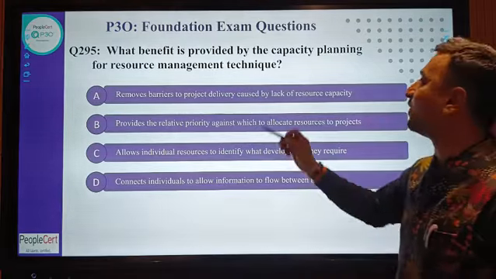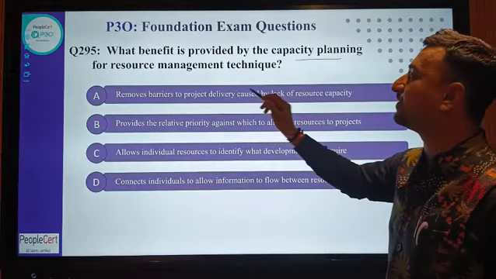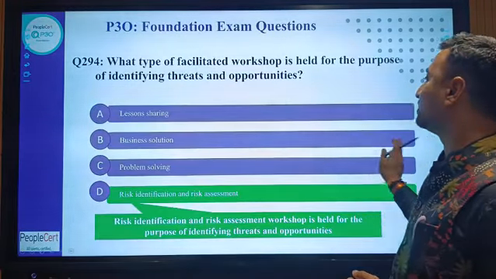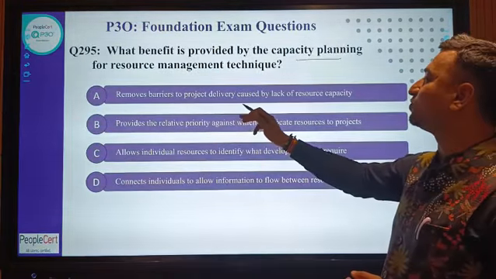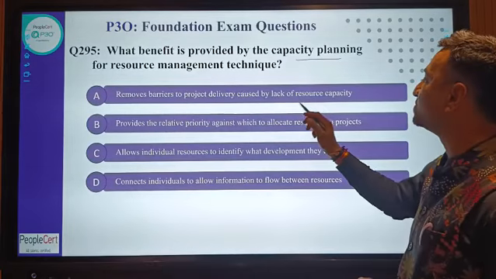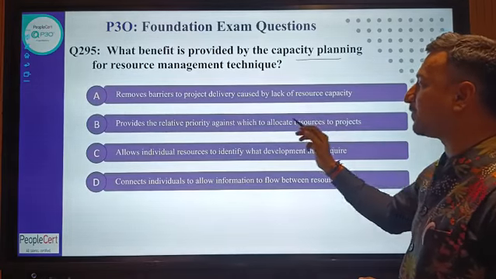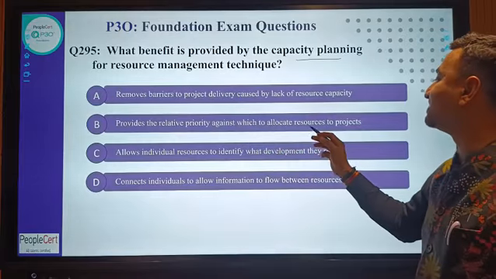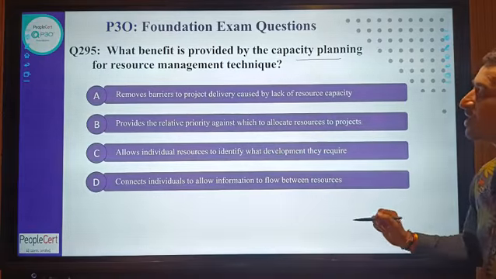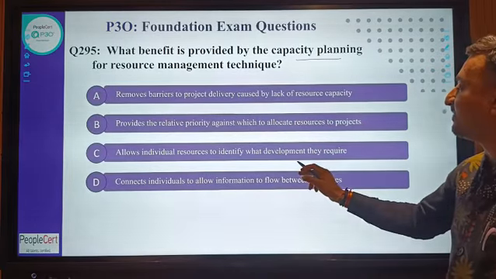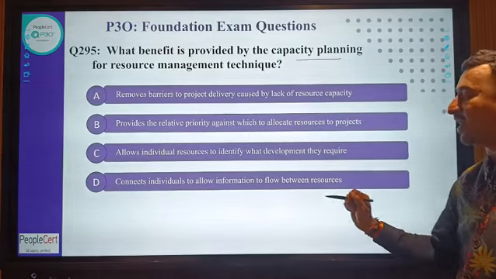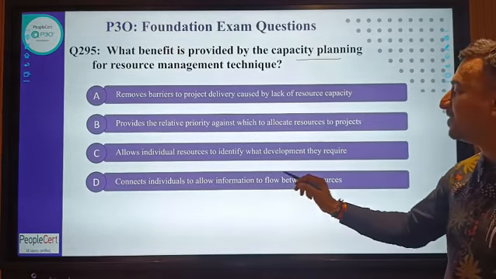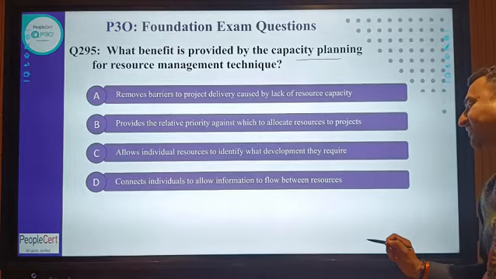Question 295. What benefit is provided by the capacity planning for resource management technique? Option A, remove barriers to project delivery caused by lack of resource capacity. Option B, provide the relative priority against which to allocate resources to the project. Option C, allow individual resources to identify what development they require. And D, connect individuals to allow information flow between the resources.